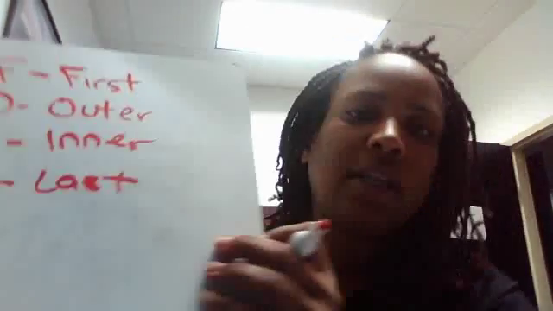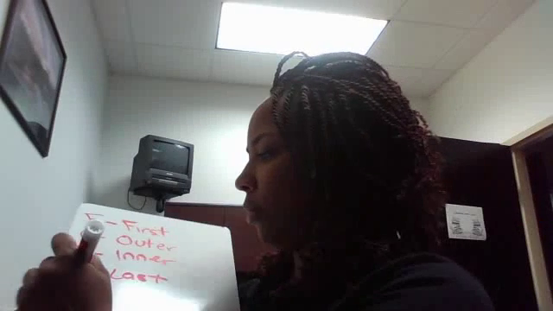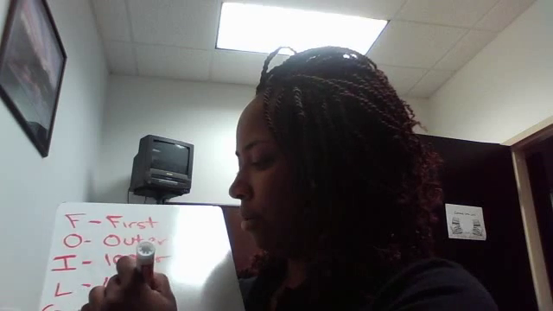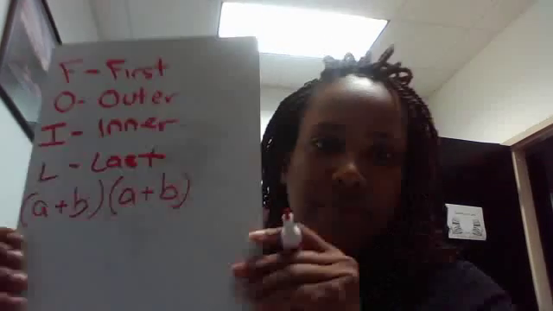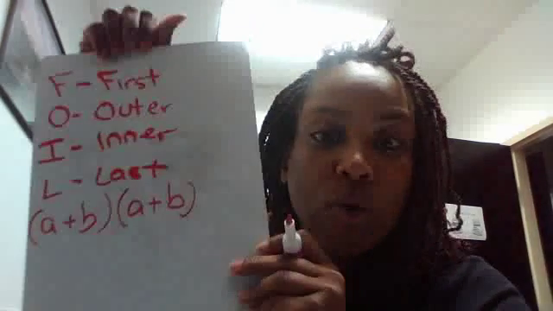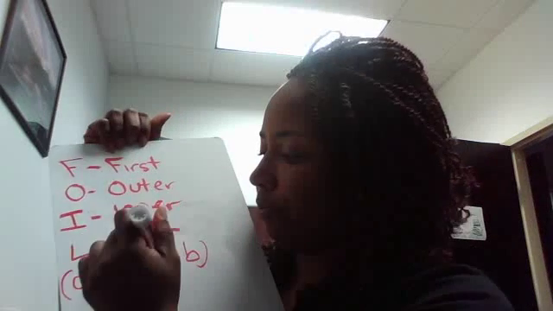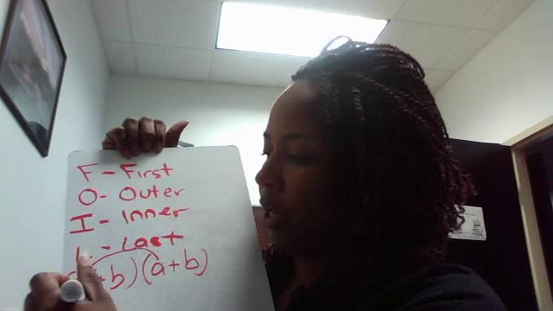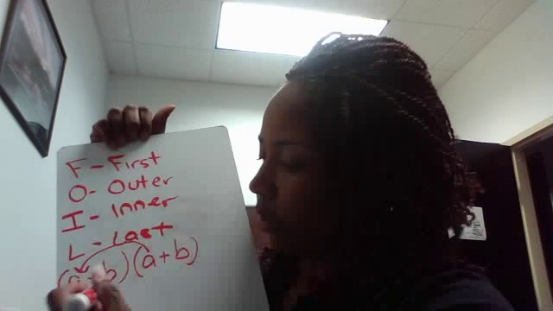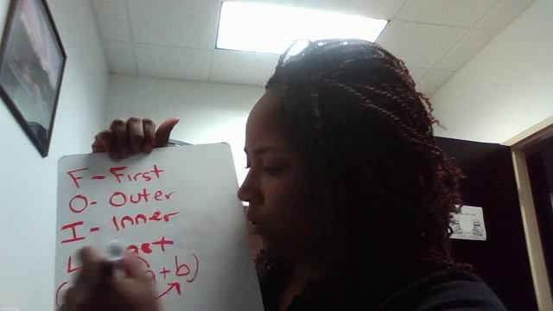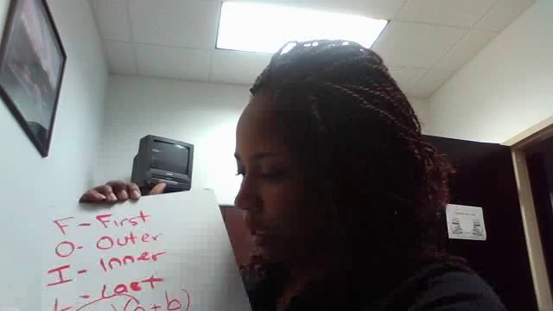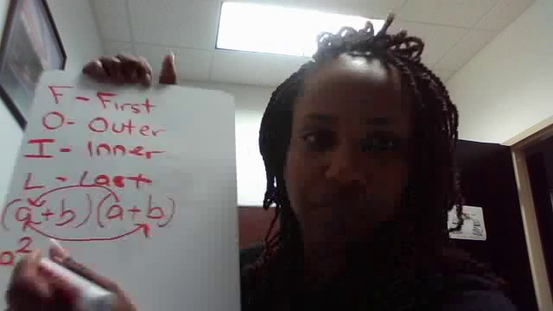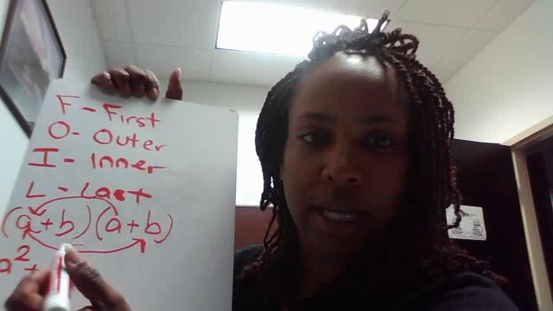So, let's say we have A plus B times A plus B. We're going to multiply the first letters, or variables. A squared. A times A is A squared. Let's multiply the outer letters, or variables, which is plus, bring down your plus, A times B.